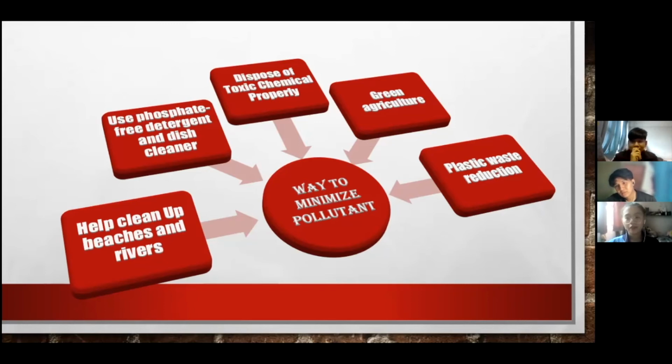And for the last one, plastic reduction. Okay, 80% of plastic in our ocean comes from land. In order to reduce the amount of plastic entering our ocean, we need to both reduce our use of plastic globally and improve plastic waste management. For example, when we go shopping, we can bring our own bag to reduce plastic. Okay, that's all from me. Thank you.